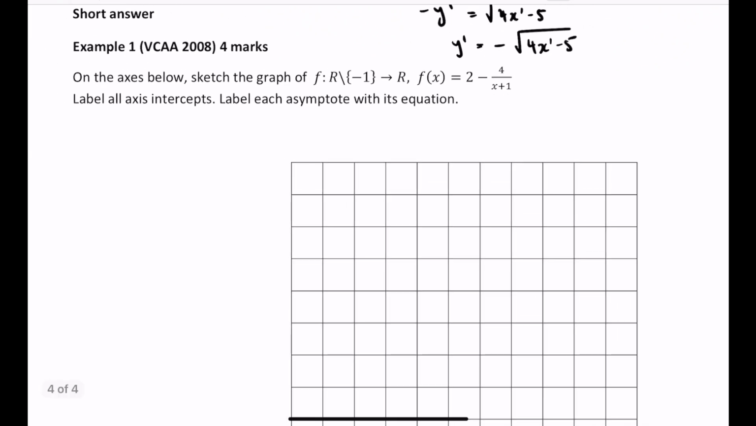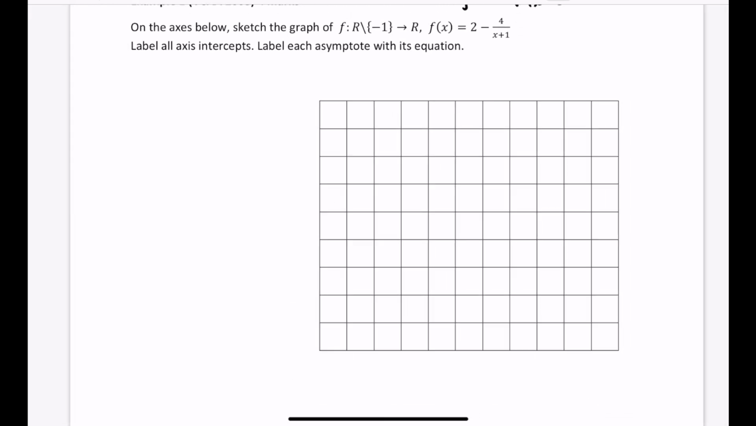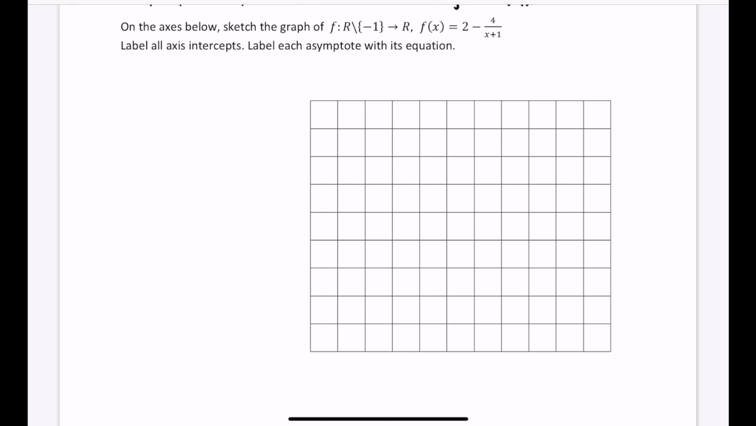All right, finally, for our short answer, we've got: on the axes below, sketch this particular graph, label all the axis intercepts, and label each asymptote with its equation. So it doesn't seem like a transformation question, but the idea is that it's a hyperbola in this case that has experienced a transformation. So first up, we'll draw our set of axes. It's not quite even, never is with these. I think even if I put it here, it looks a little bit better, but not that much.